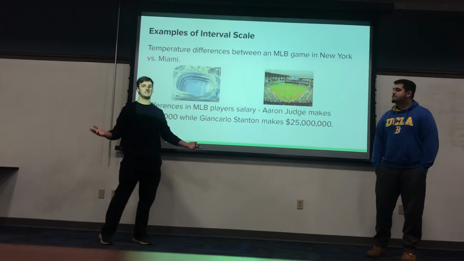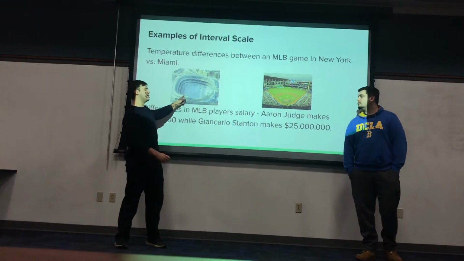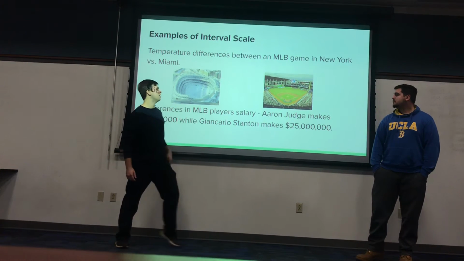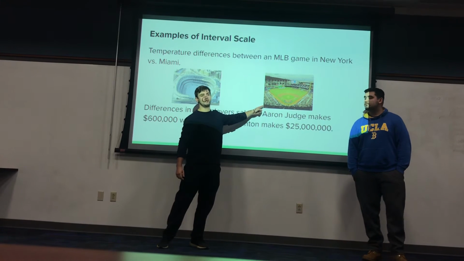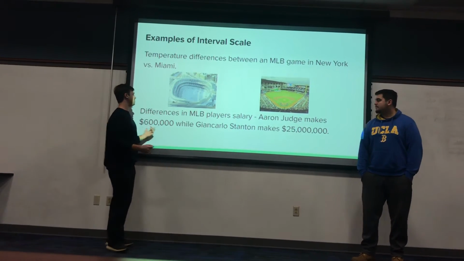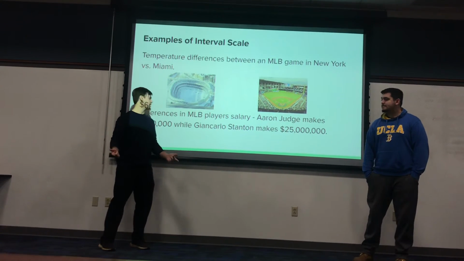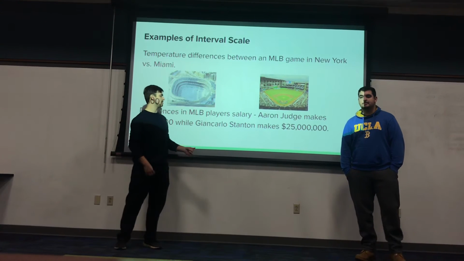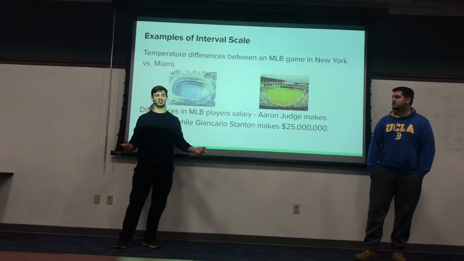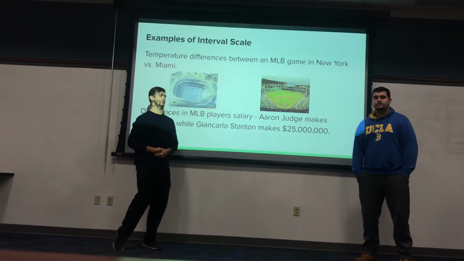So some examples of the interval scale would be the temperature difference between a super snowy day at New York Yankee Stadium versus a super sunny day at the Miami Marlins Stadium. And also another example is the differences in salary. So today Aaron Judge makes around $600,000, whereas Giancarlo Stanton makes $25 million a year. So the interval scale would simply be the difference between those salaries.